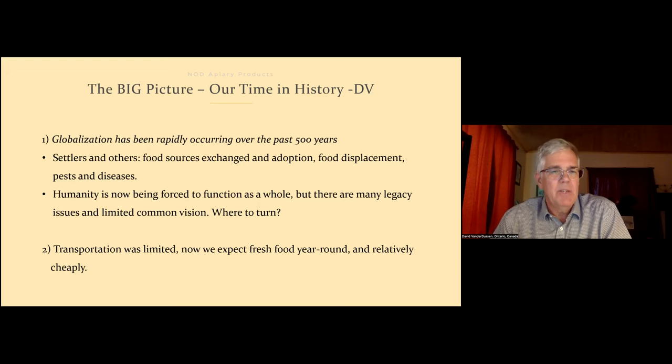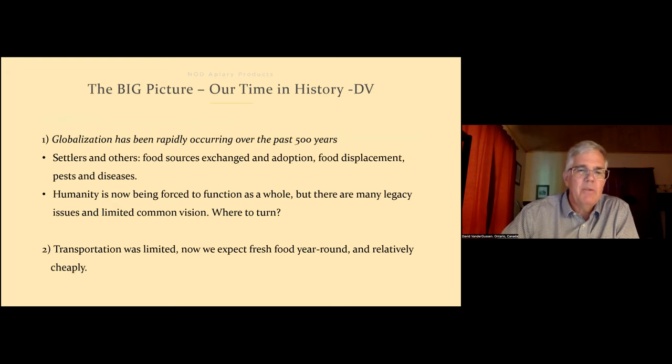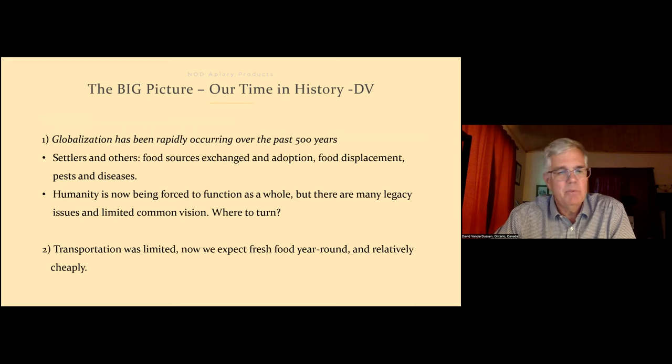And the other thing that's been huge over the last 500 years was that transportation was limited. Your common person often would be born and pass away very close geographically, in the same location. But now we move around very easily around the planet, relatively. There's always going to be some barrier, but we expect fresh fruit year round and relatively cheaply. Just to give an example, my wife and I went shopping and came home and were eating grapefruit that had been in Israel 10 days prior. That's how quickly we move food around. And it was midwinter, and we have these expectations of fresh fruit year round.